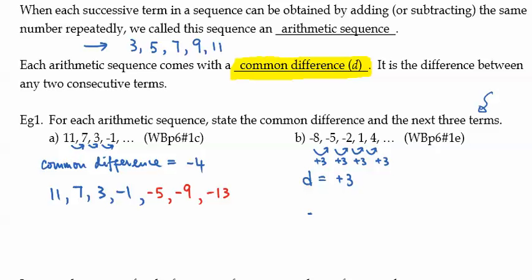So as I continue to develop this sequence, the next terms after this would then be up by 3, so 7, and then 10, and then 13.